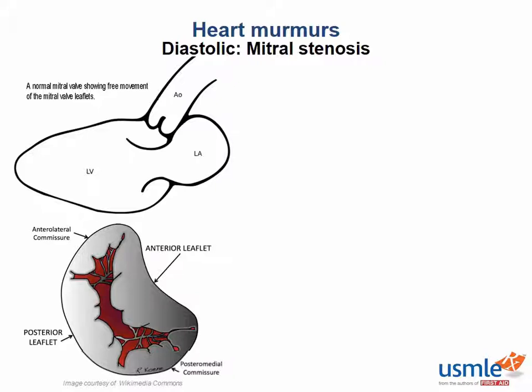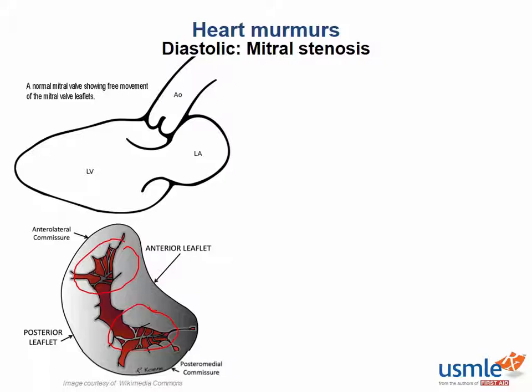These antibodies deposit along the valve, causing inflammation, and then ultimately, after a long period of time, it leads to fibrosis and thickening of the mitral valve leaflets. And over time, this inflammation and fibrotic change leads to these valves actually fusing together and causing a functional narrowing of the mitral valve.